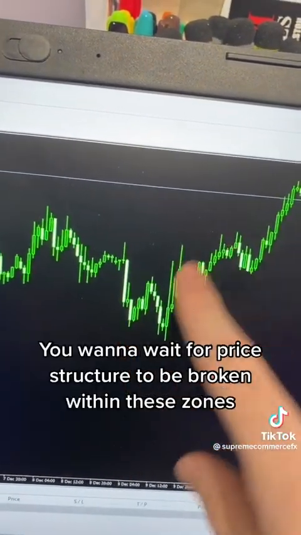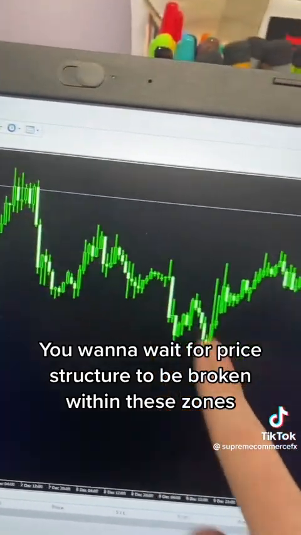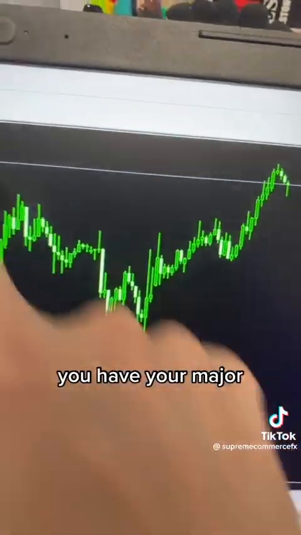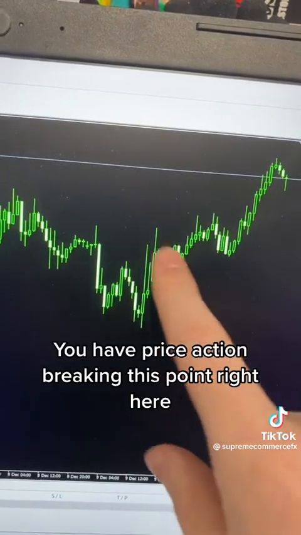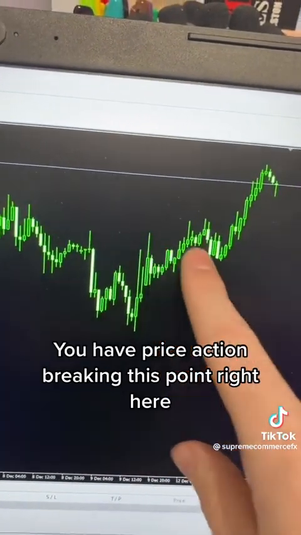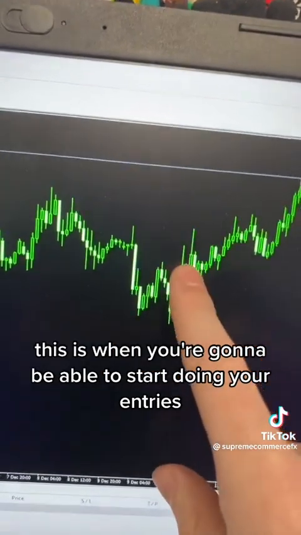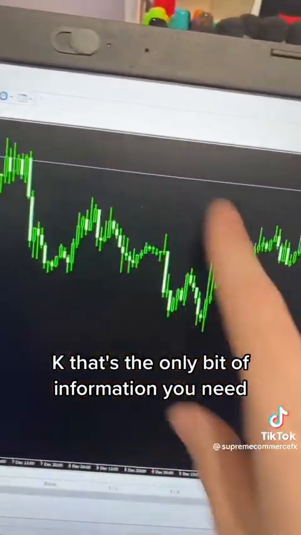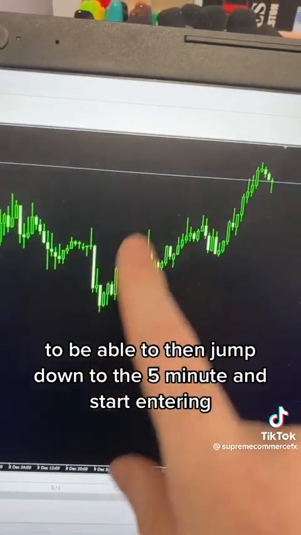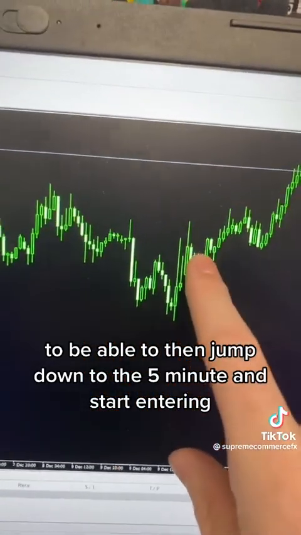You want to wait for price structure to be broken within these zones. So you have your major support, you have your resistance, major support. You have price action breaking this point right here. Once you see that on the 1 hour chart, this is when you're going to be able to start doing your entries, okay? That's the only bit of information you need to be able to then jump down to the 5-minute and start entering. Let me show you.